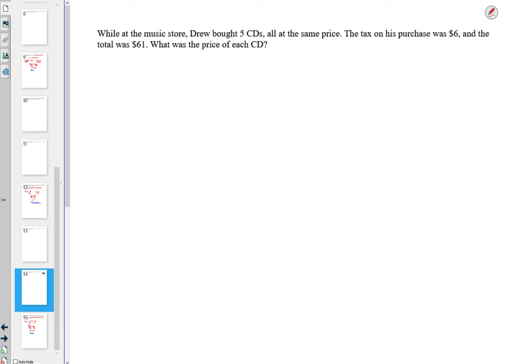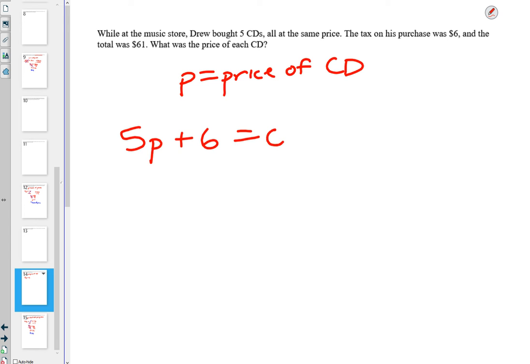So let's let P be the price of one CD. Drew bought 5 of them, so 5P. And then the tax was $6, so plus $6, and the total was 61. Minus 6, minus 6. So again, Hope was wrong.